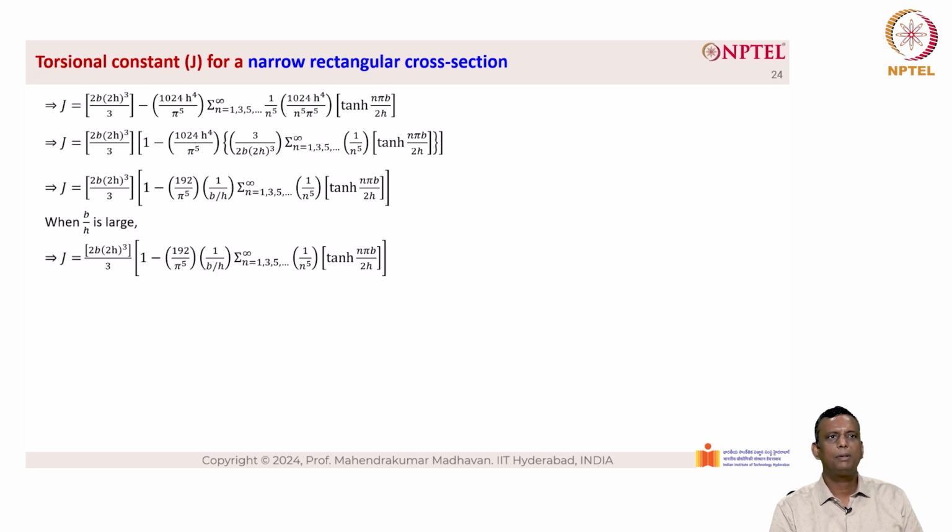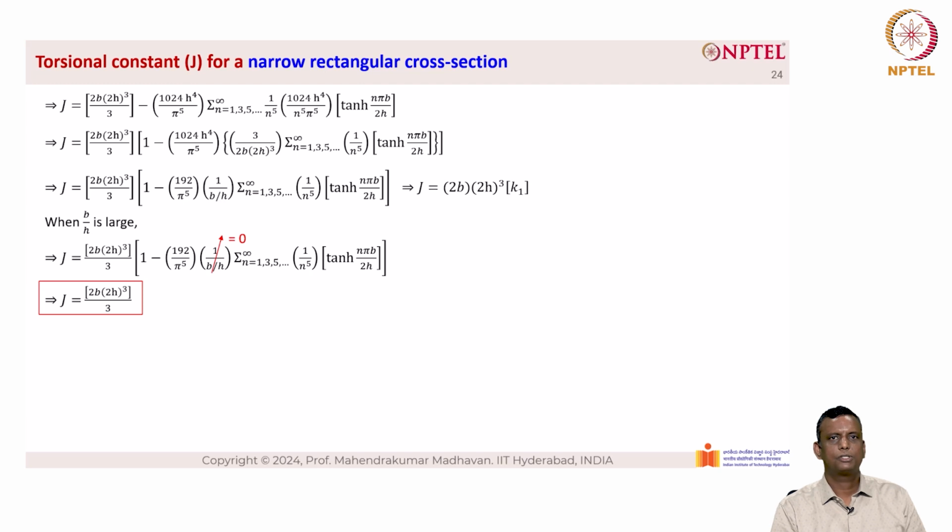Now what will happen when b by h is very large? So b by h is very large, it's a thin narrow rectangular cross section. When b by h is very large or it tends to infinity, this 1 by b by h tends to 0. So when 1 by b by h tends to 0, the J value boils down to J equal to 2b into 2h the whole cube by 3.